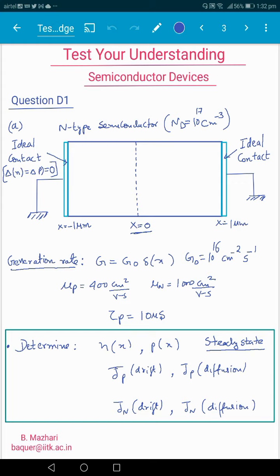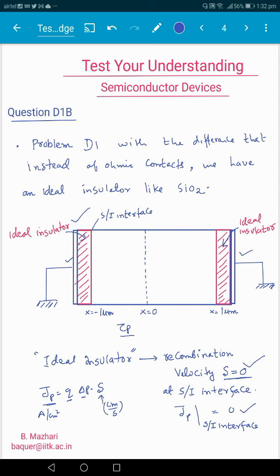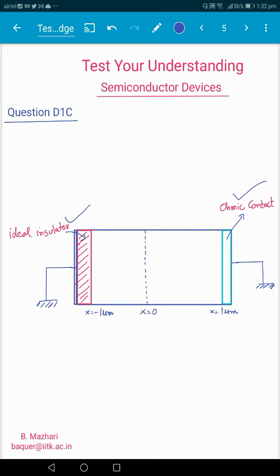The other thing we could do is that instead of generation taking place right in the middle, we could shift the generation to the right or to the left and then recalculate all of the parameters. All right, so let's stop here and enjoy solving the problem.